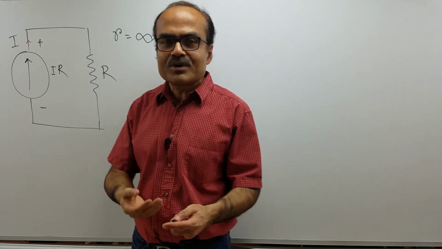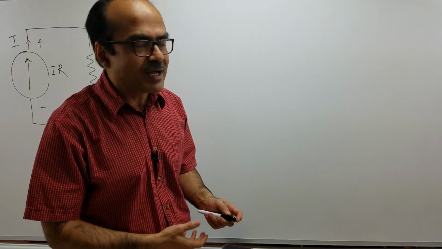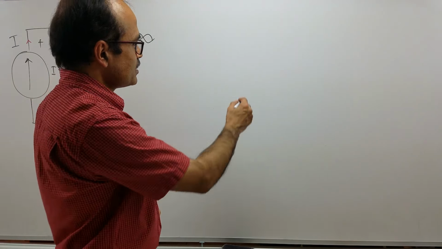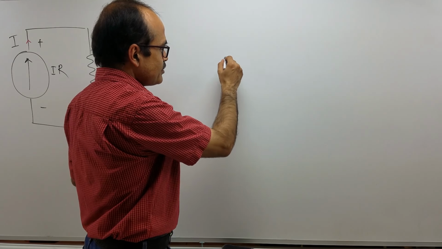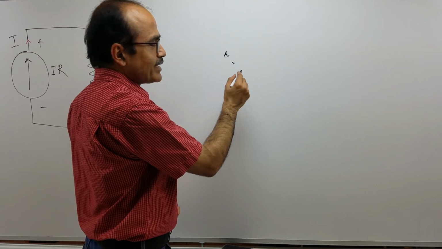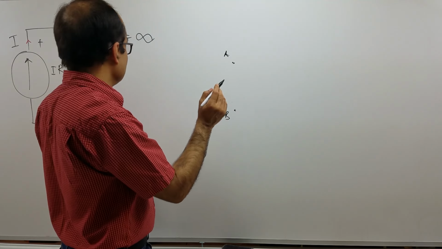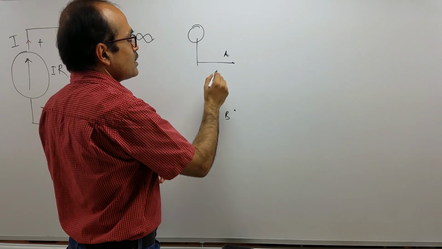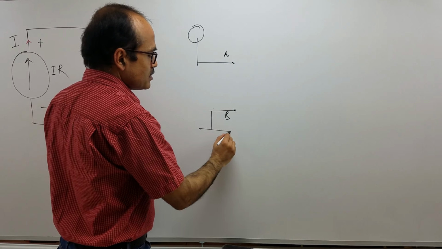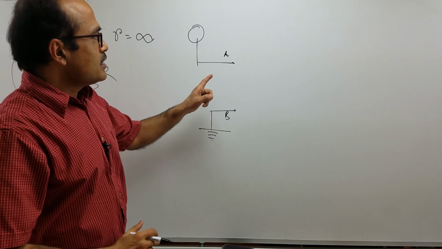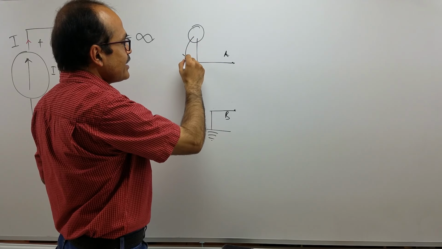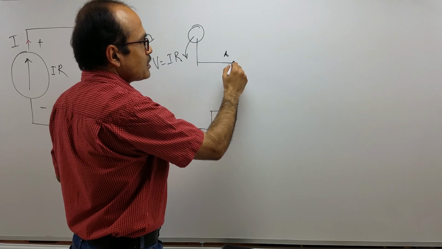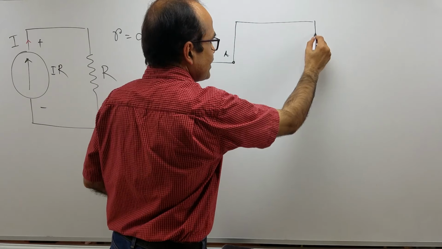Now, physically, I give you a crude example of how to make something close to an ideal current source. Suppose this is point A, this is point B, and they are not connected by any resistance or any conductor. Now, I connect A to a Van de Graaff generator and B to the ground. Now, this Van de Graaff generator is maintained at a voltage equal to I times R. Now, this A and B are connected to R.